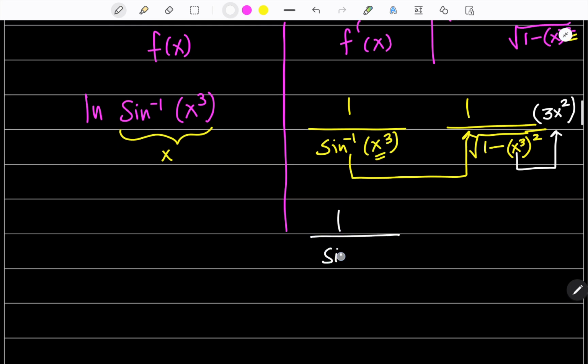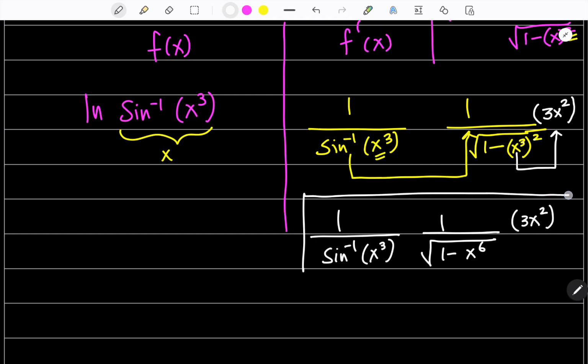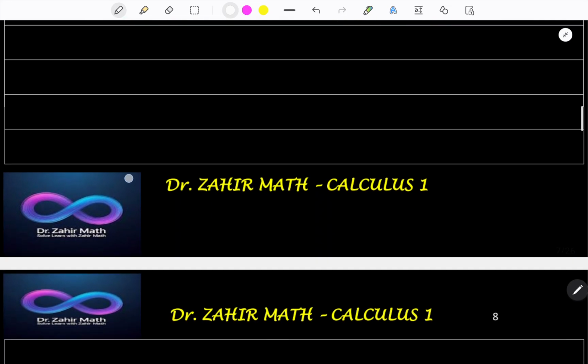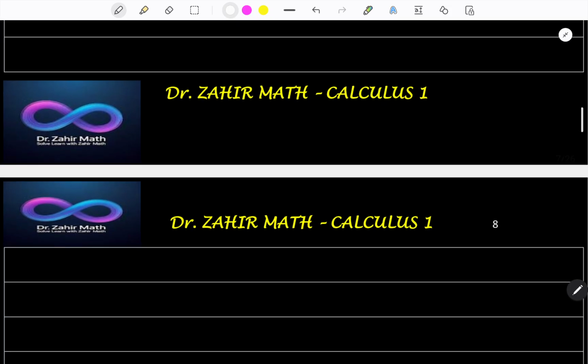That's it. Let me simplify this one. 1 divided by sine inverse x cube, and 1 divided by square root of 1 minus x to the power of 6, because 3 multiplied by 2 is 6, and then 3x square. It's going to become your answer. Clear? Nice questions, you need to understand. Right, so I think inverse trigonometric functions are finished.